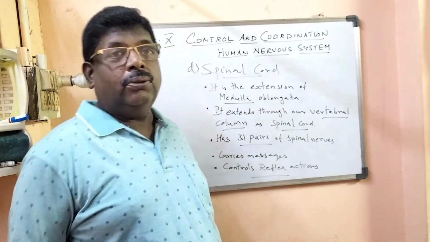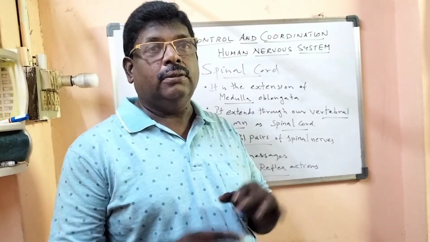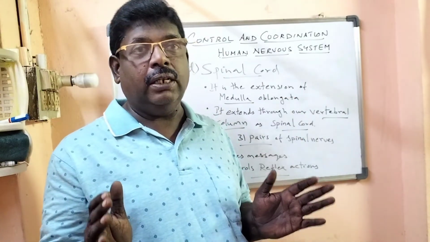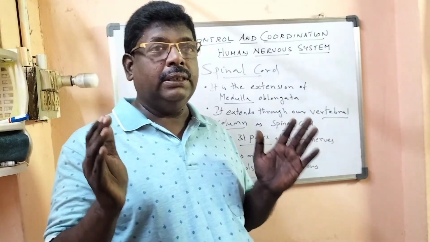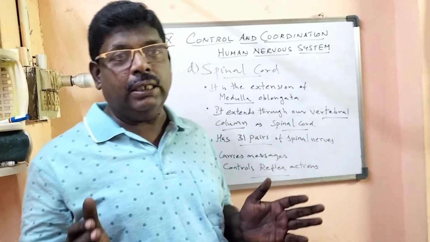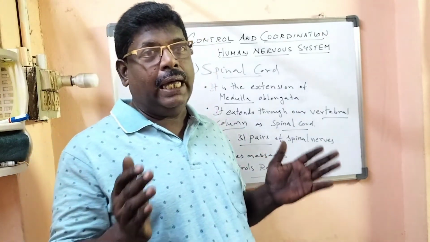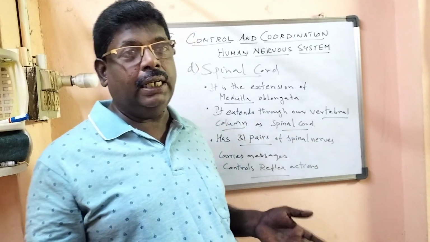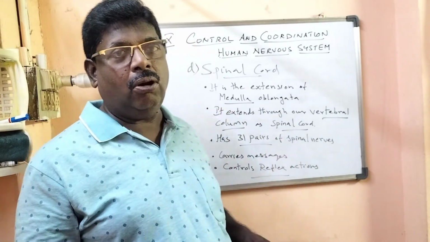So in this video, we saw about the human nervous system. Under that, first the parts of the nervous system, secondly the nerve cell, the neuron, third the brain and the three parts of the brain, and finally the spinal cord.